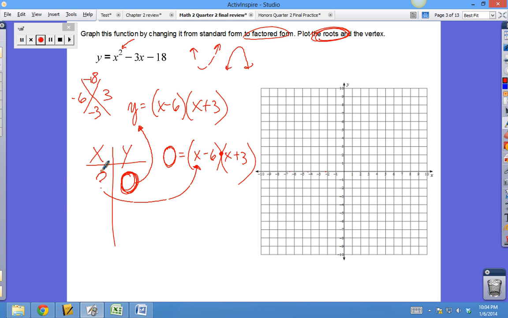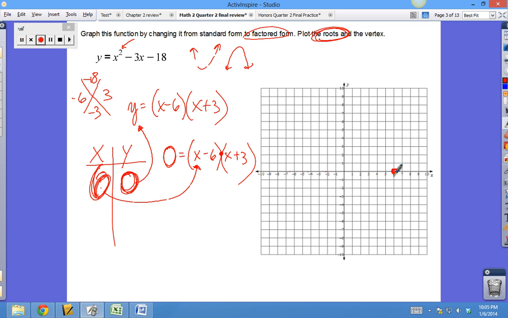And you should think to yourself, X has to be 6. Because if X is 6, 6 take away 6 is 0. 0 times 6 plus 3 is all 0. So that is one of my roots. So this dot, 6, 0, come over here, 1, 2, 3, 4, 5, 6, put a dot right there.